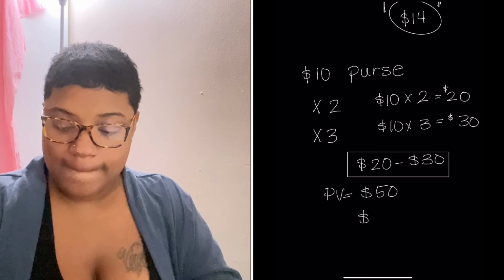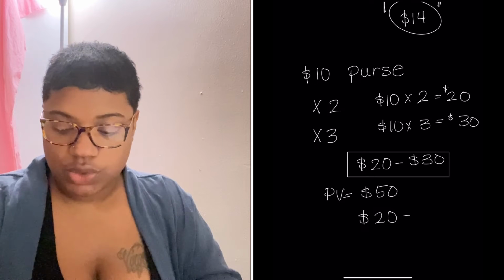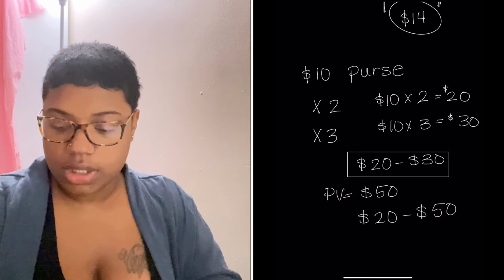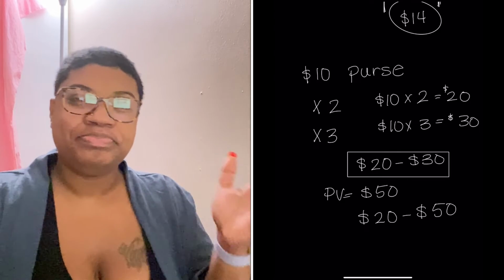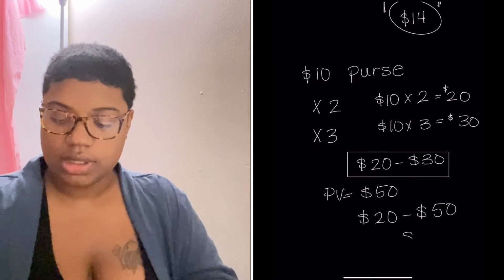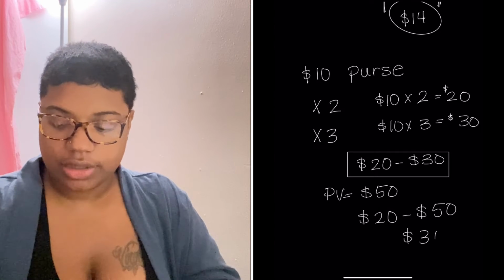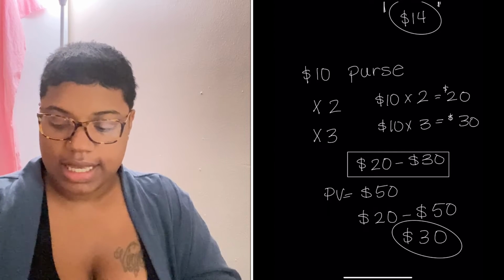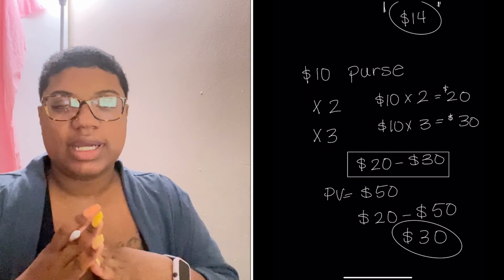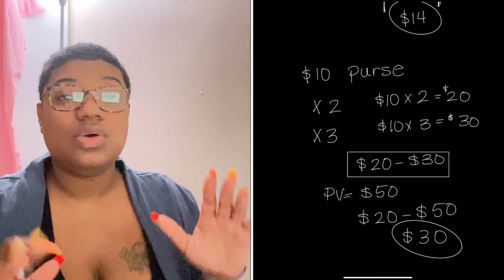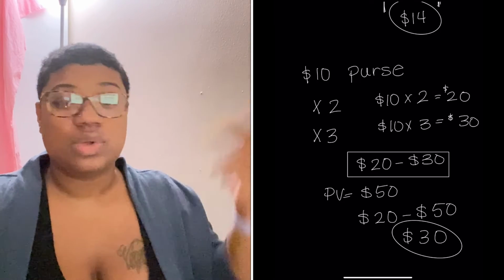So now my new range will be $20 to $50. Now I need to decide, what do I feel like is a decent price for this purse? I'm just gonna go ahead and say 30. I'm just gonna stick to 30 and say that's a pretty decent price for this item. That's literally how I do it, y'all. I don't go crazy, and most of the time I just do it off the top of my head.